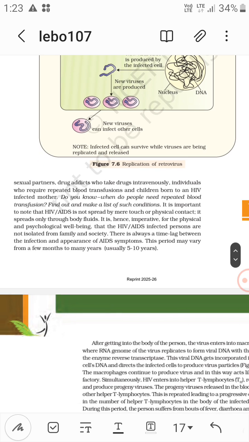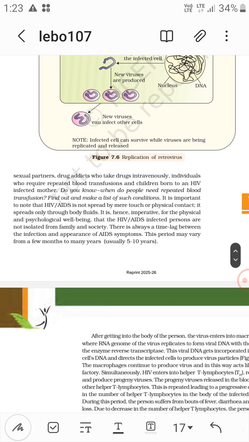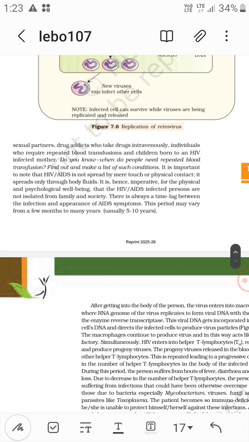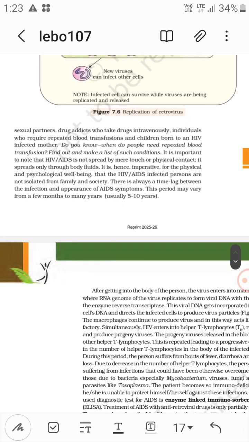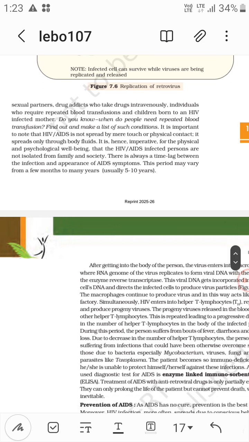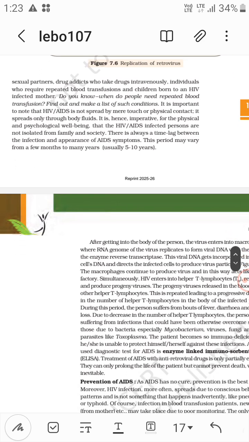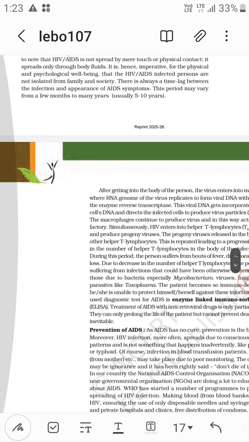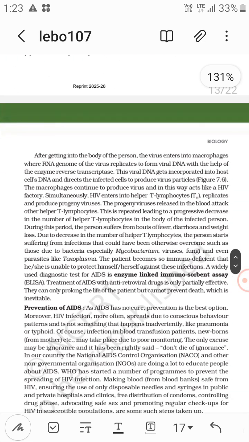It is important to note that HIV/AIDS is not spread by mere touch or physical contact. It spreads only through body fluids. It is hence imperative for the physical and physiological well-being that HIV infected persons are not isolated from family and society. There is always a time lag between the infection and the appearance of AIDS symptoms. This period may vary from a few months to many years, usually 5 to 10 years. This is the incubation period.